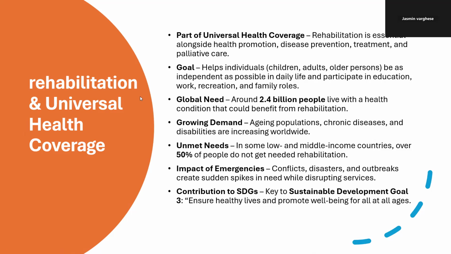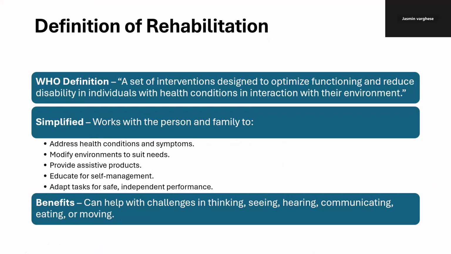According to WHO, what does rehabilitation mean? It is a set of interventions designed to optimize functioning and reduce disability in individuals with different health conditions in interaction with their own environment. WHO means World Health Organization. So, according to WHO, rehabilitation means a set of interventions, that means planning, designed to optimize and increase functioning and reduce disability in individuals with different kinds of health conditions in interaction with the environment.